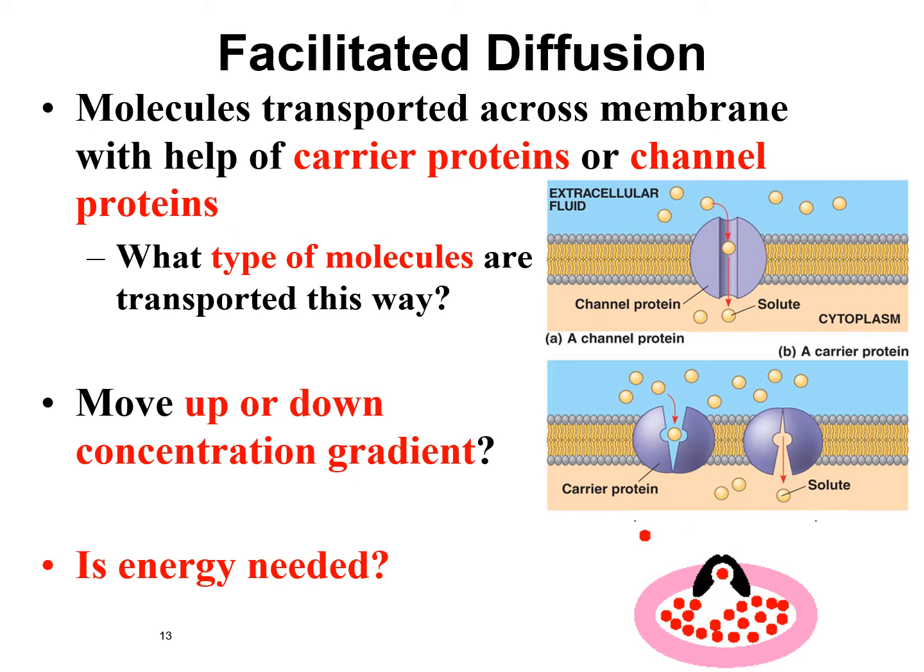Facilitated diffusion, facilitate means to help. So we're going to be using a carrier protein or channel protein to move molecules across. So things that are going to use a transport protein like these would be things that are hydrophilic, and these would be your larger polar molecules, so like glucose, amino acids, and then your ions as well.